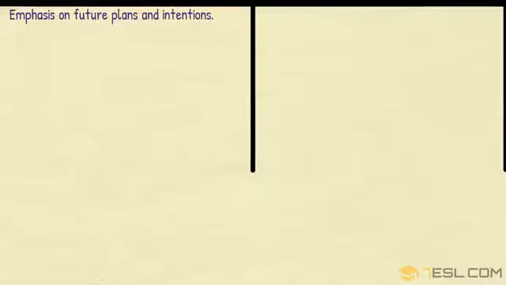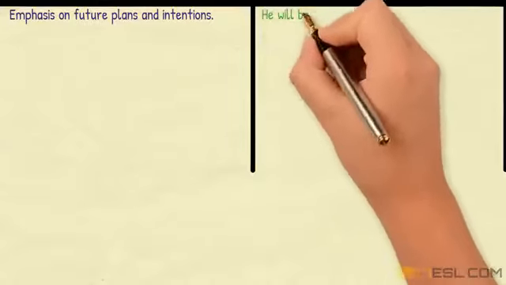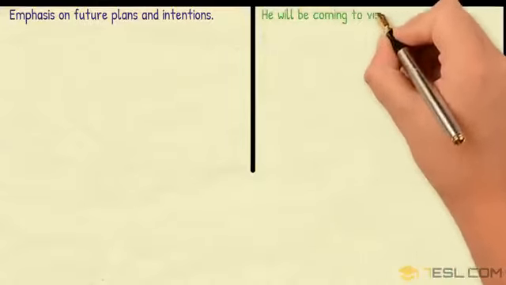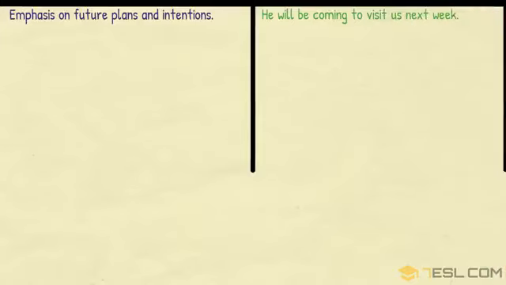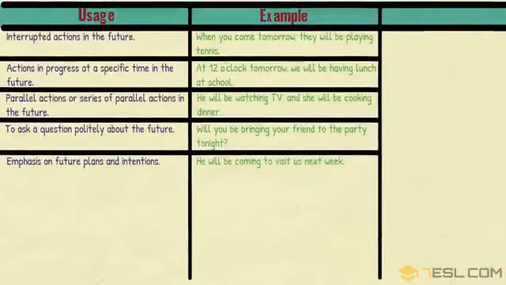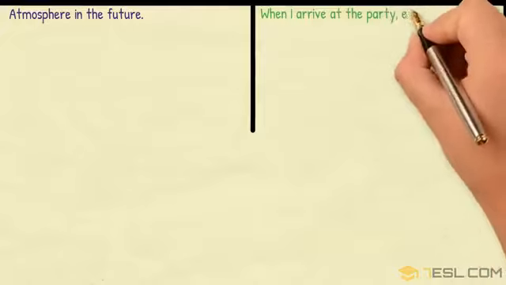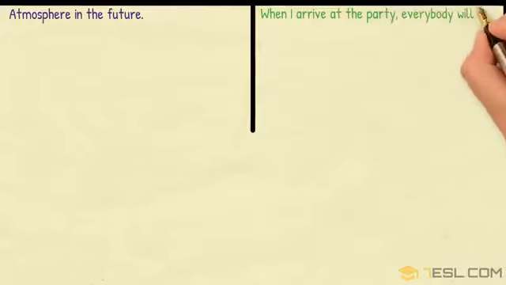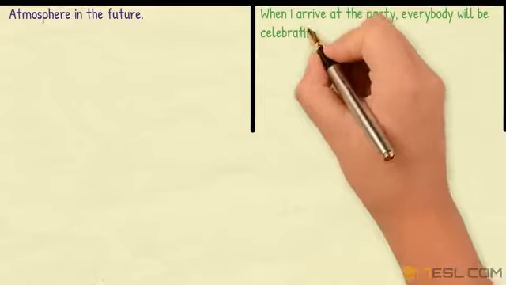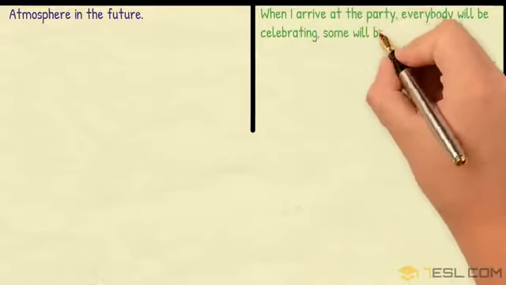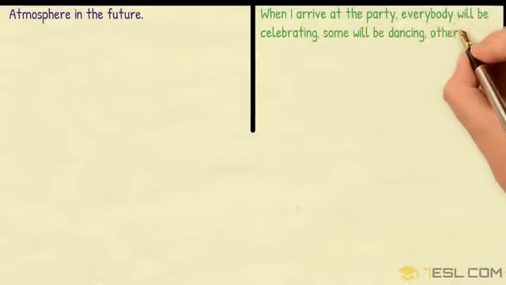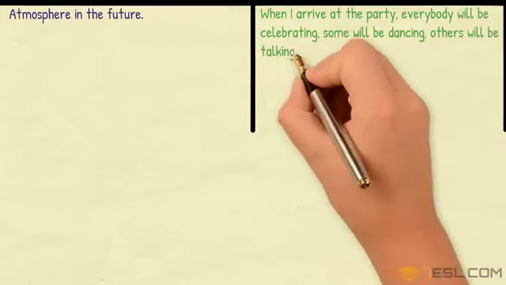Emphasis on future plans and intentions. He will be coming to visit us next week. Atmosphere in the future. When I arrive at the party, everybody will be celebrating. Some will be dancing. Others will be talking.